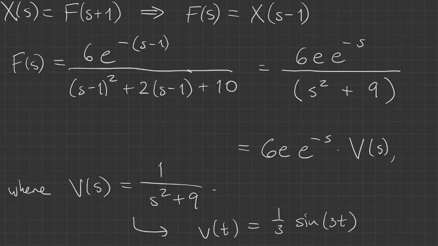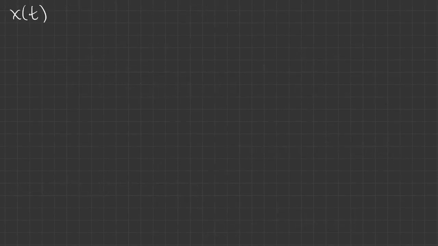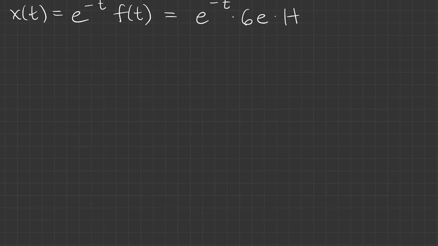So to wrap things up, x of t is an exponential times f of t, and f of t is a delayed version of v of t. Which we know.